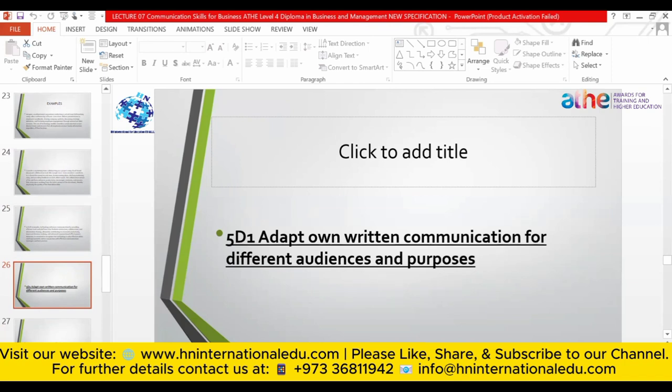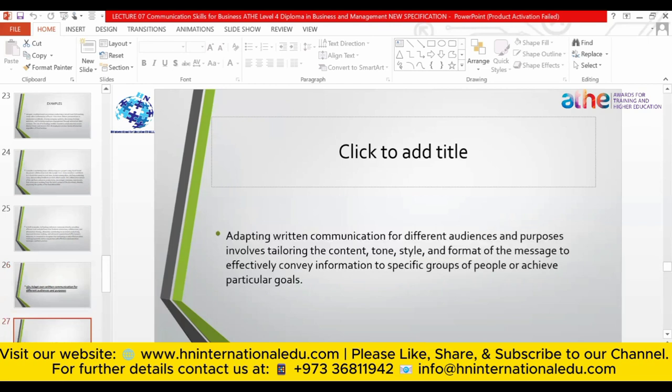The last is the assessment criteria for today's lecture and task number 3: adapt own written communication for different audiences and purposes. First, we did the oral communication. Now we are going to work on the written. Adapting written communication for different audiences and purposes involves tailoring the content, tone, style, and format of the message to effectively convey the information to a specific group of people or achieve particular goals.